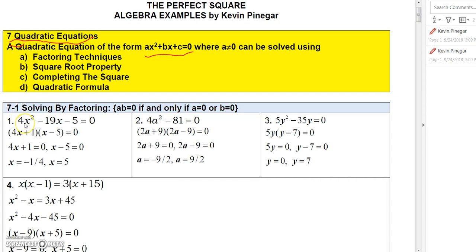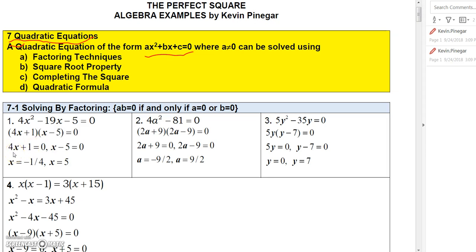So here I have 4x squared minus 19x minus 5 equal to 0. And you might remember that if a product is 0, then either the first factor must be 0 or the second factor must be 0. So if we factor this into 4x plus 1 and x minus 5, that means either the 4x plus 1 must equal 0 or the x minus 5 must equal 0. So we're going to get two solutions.